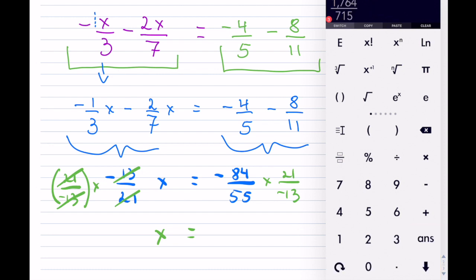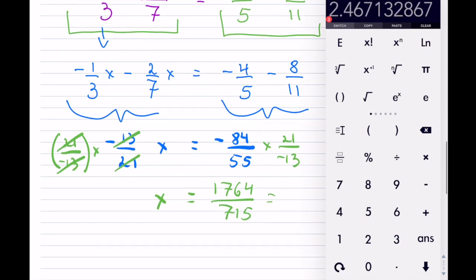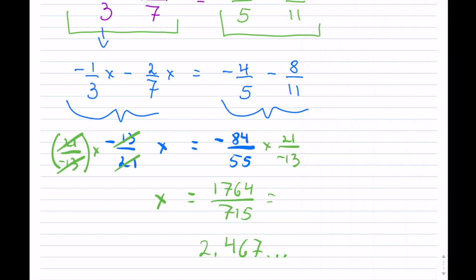So we have this crazy number, 1764 over 715. Now you can turn that back into a decimal if you want. You can do the division and so on, or you can leave it as a fraction. You can ask your teachers what they like. All right, so that completes this particular example.